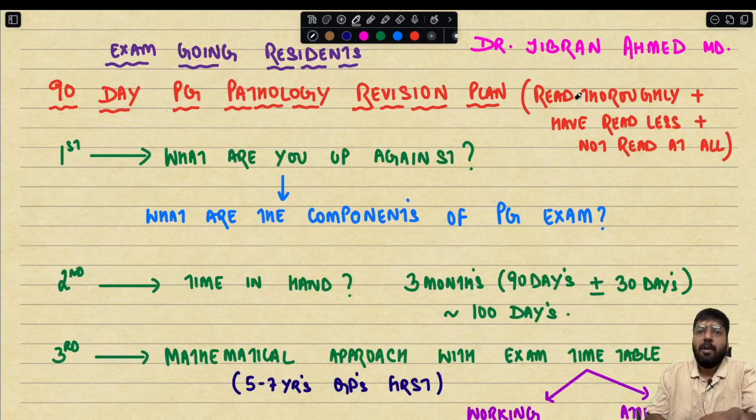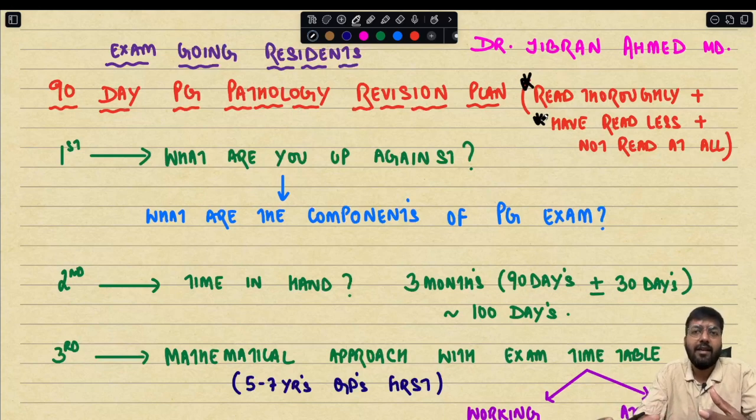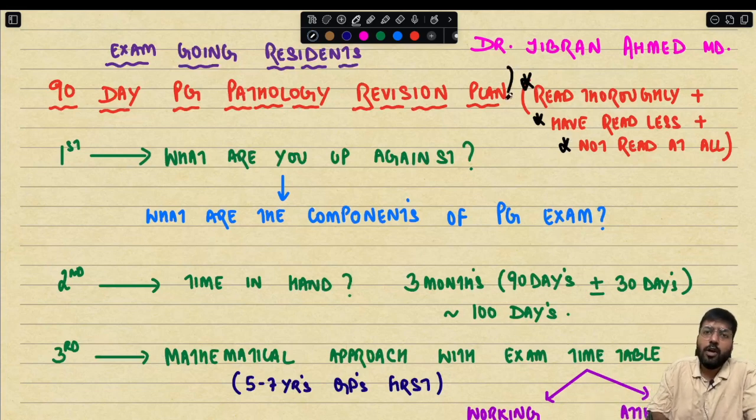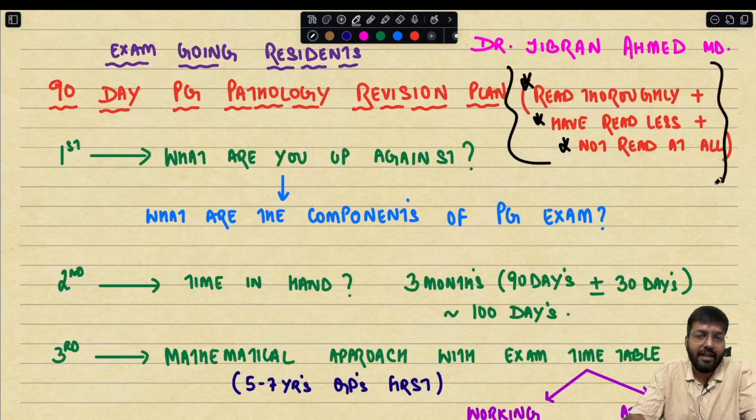Among the exam-going residents, there are some of you who have read thoroughly from the beginning. There are some of you who have read, but very little. Means in the first year you have not read, in the second year you started reading, and now in the third year you have become serious. And there are those students who have just not touched the book. They have just read something here and there, but they have not done any kind of learning in all the 3 years, and now you have just 3 months of time to prepare for your exam. So this video is going to be helpful for all these 3 categories of students.